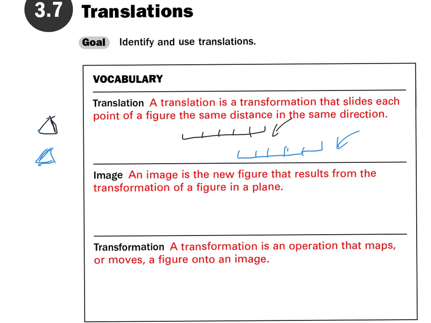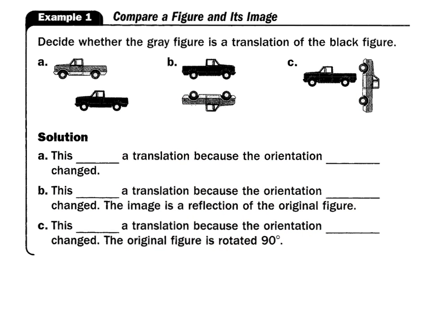So let's do some practices. Look at the first one. The lighter gray truck on top, and then that truck got moved to the bottom. So we have to decide if this is a translation. And the answer is yes, this is a translation because the orientation has not changed.